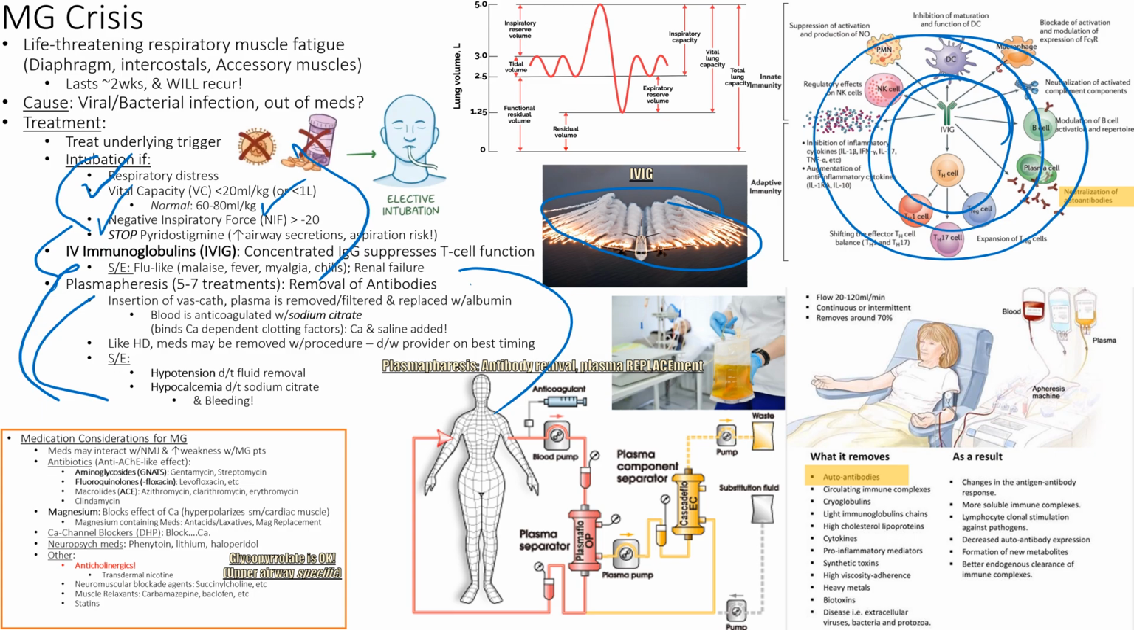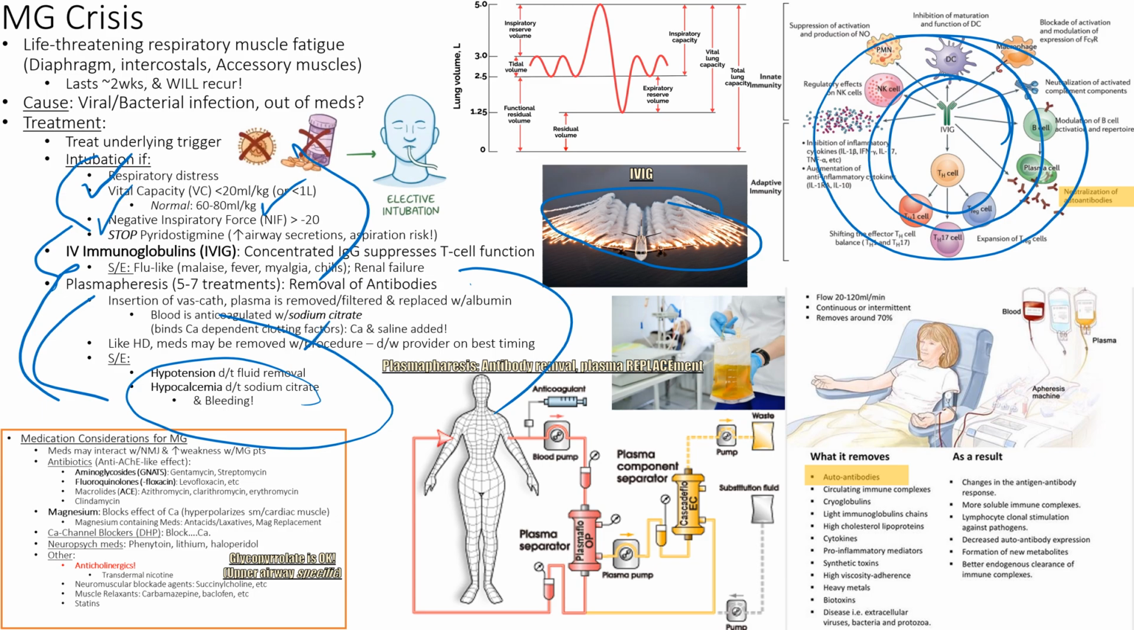They anticoagulate with citrate. So if you anticoagulate with citrate, you have a risk of hypocalcemia and bleeding because citrate binds calcium. Calcium is used in our clotting cascade, right? So those are the 2 big risks. And as we'll learn with dialysis, the other risk for dialysis and plasmapheresis is low blood pressure.